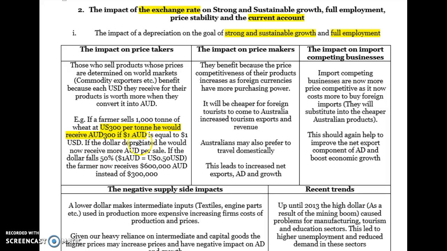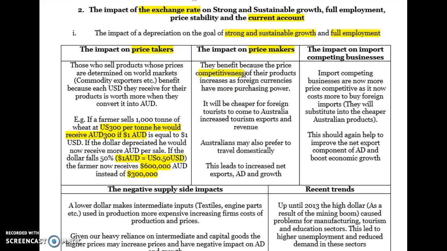But if suddenly the Australian dollar depreciated and now $1 Australian dollar was only purchasing 50 US cents, well, if he's selling that product for 300 US dollars, he's now receiving twice as much money as what he used to. So instead of receiving the traditional 300,000, he'd receive 600,000, say he sold 1,000 tonnes. So price takers benefit because they get more income because of the lower Australian dollar when they sell products. And that leads to increased incomes and increased growth because of increased consumption for price takers, like in the mining industry.